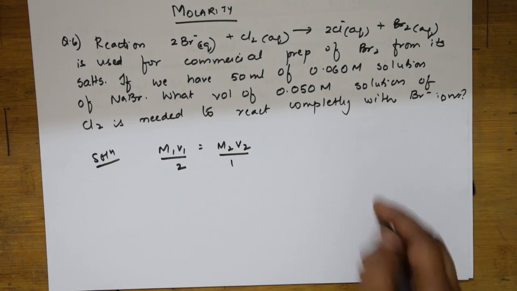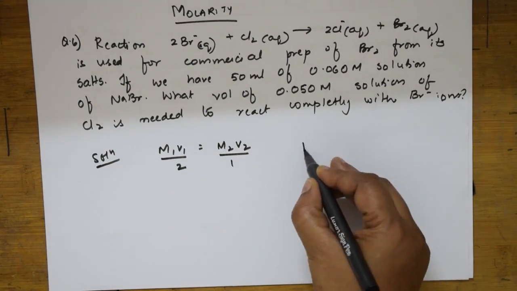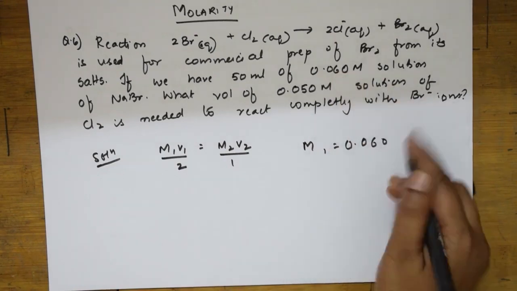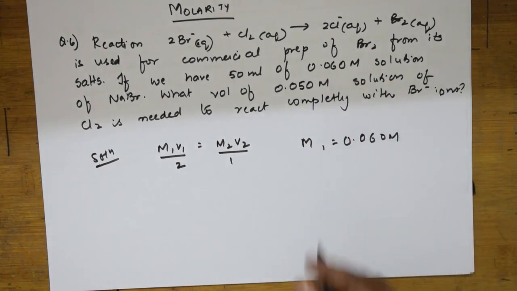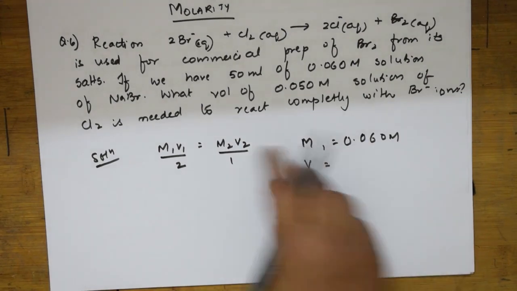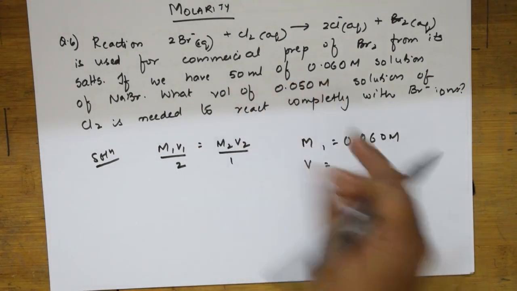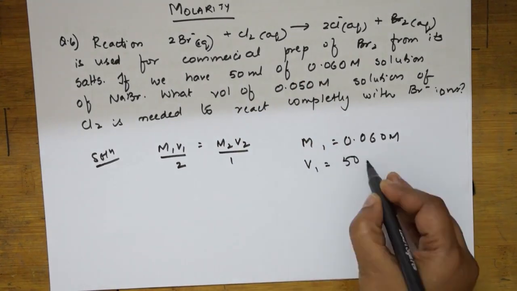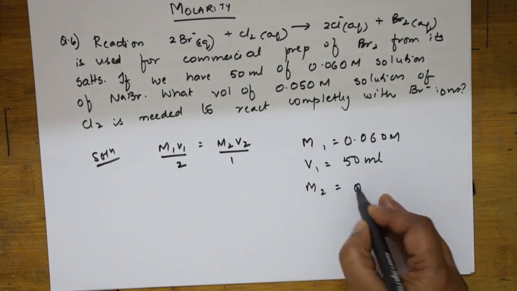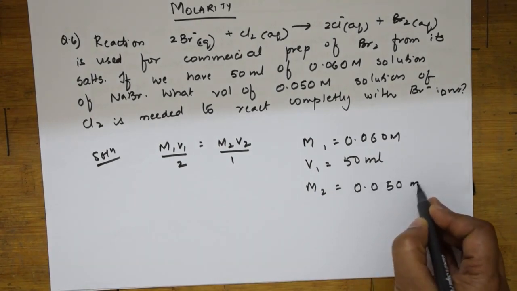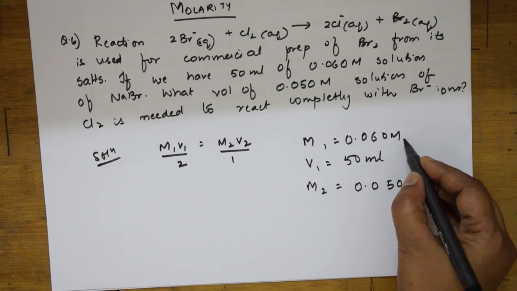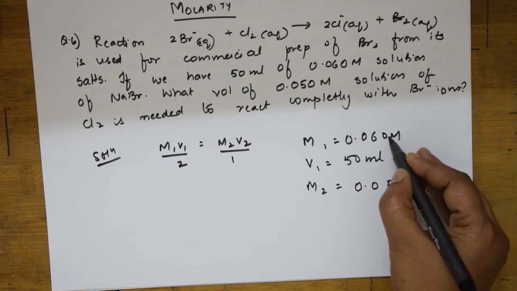Now let us write what information is given. Here they've given us M1 is equal to 0.060. What is V1? They gave 50 ml of 0.060, so V1 is 50 ml. How much is M2 given? M2 given is 0.050 mole per liter. M1 also is the same thing, 0.06 mole.